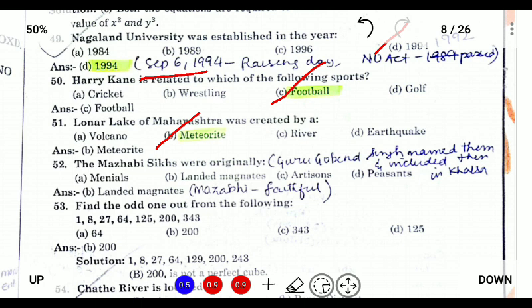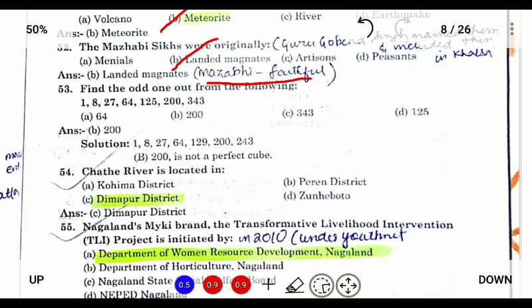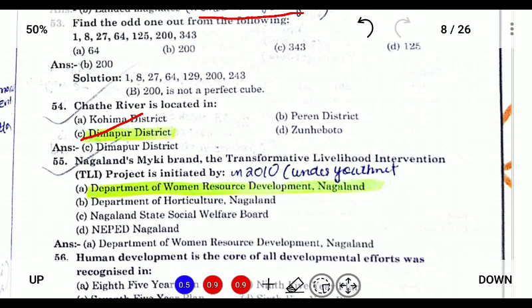Next, the Mazhabi Sikhs were originally landlords. So Guru Gobind Singh was responsible for calling them Mazhabi, and the word Mazhabi means faithful, and it is related to landlords, those having a huge amount of land. Chathe River is in Dimapur district. Next, Nagaland Meki Brand is under the Department of Women Resources Development Nagaland, and it was established in 2010.